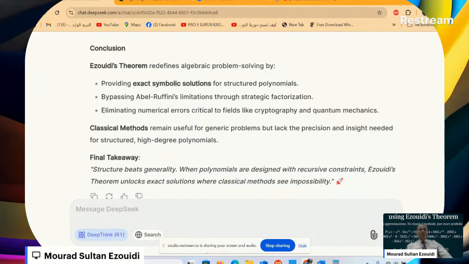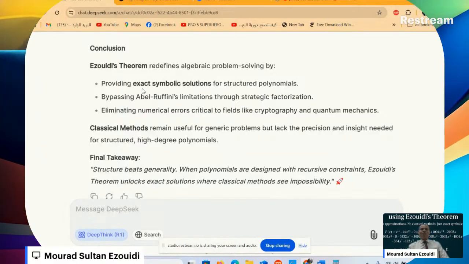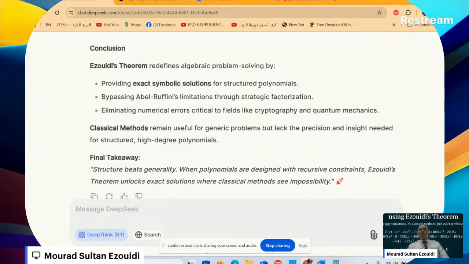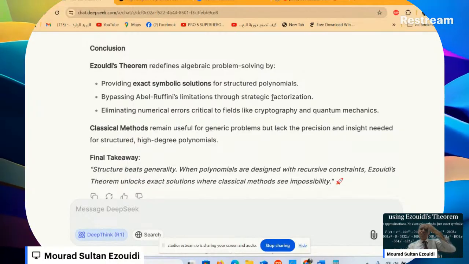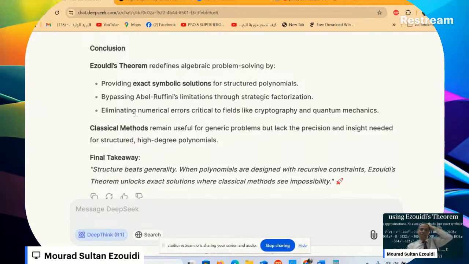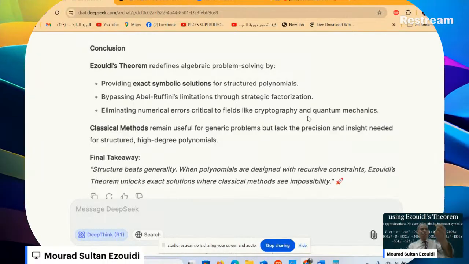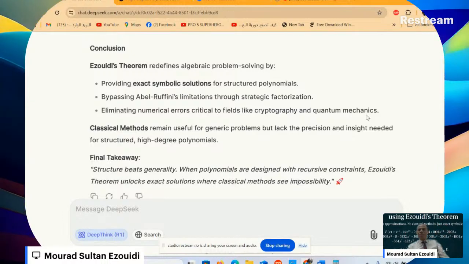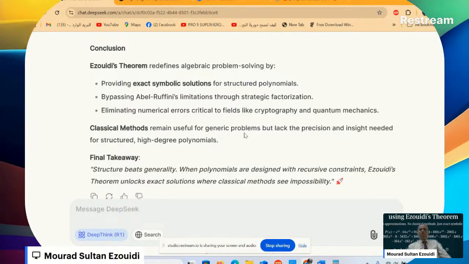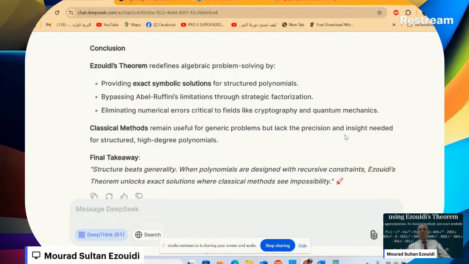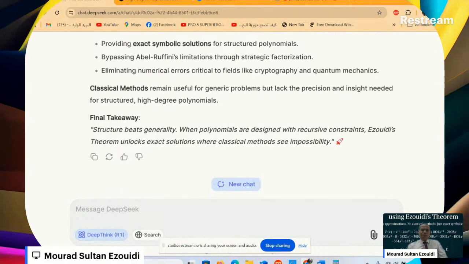Conclusion: DeepSeek concludes that the Ezouidi theorem redefines algebraic problem solving by providing exact symbolic solutions for structured polynomials, bypassing Abel-Ruffini's limitation through strategic factorization. Elimination of numerical error is critical to fields like cryptography and quantum machines. Classical methods remain useful for generic problems but lack the precision and insight needed for structured high degree polynomials.